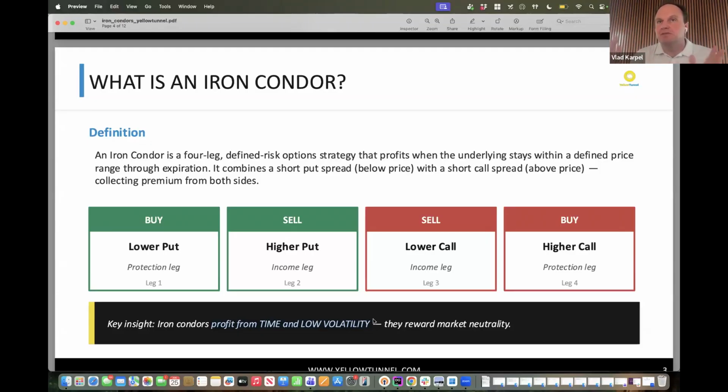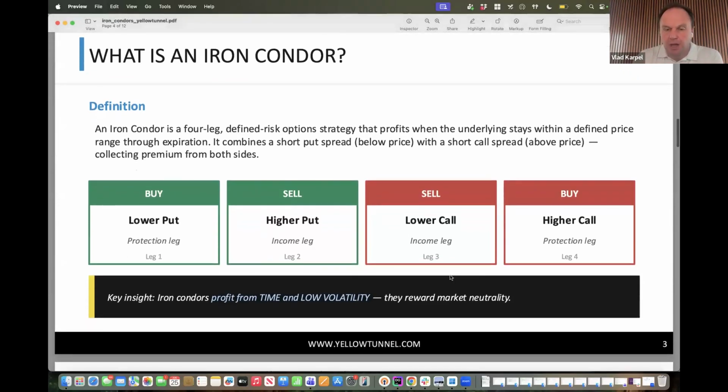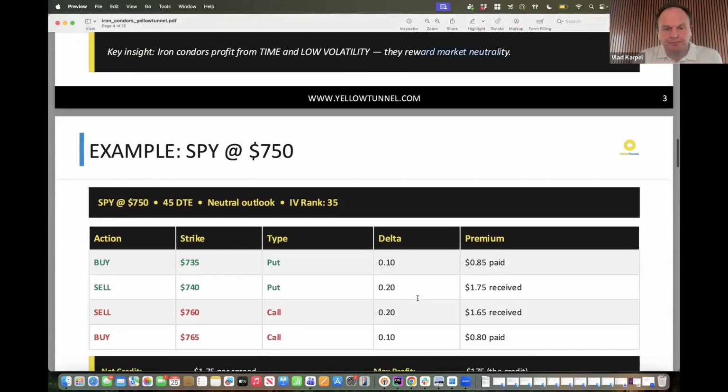Maybe it's 700 to 760, maybe it's 730 to 770, whatever the range is based on your level. You want the market to stay in some kind of range, with either the same volatility or low volatility, and you profit from time decay, because in both cases you're selling out of the money options. So an iron condor, in summary, rewards market neutrality.